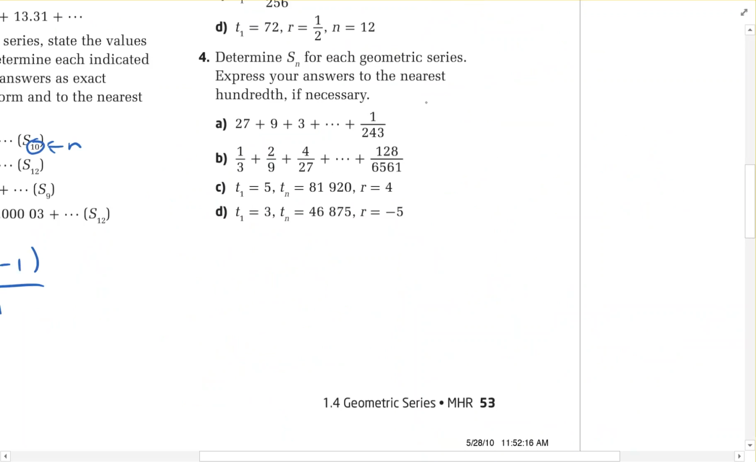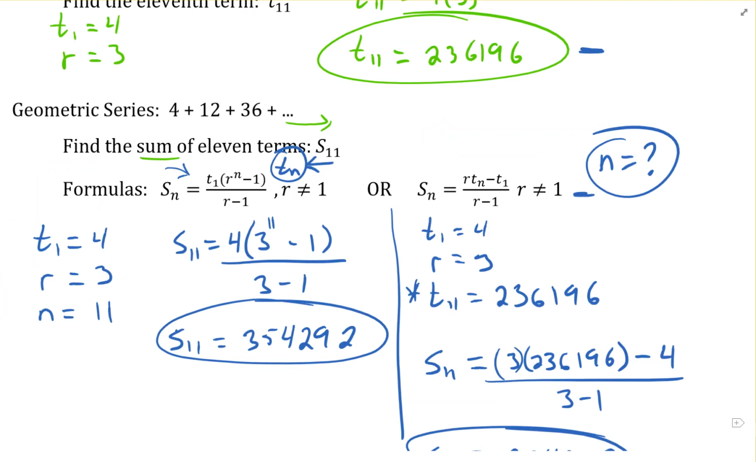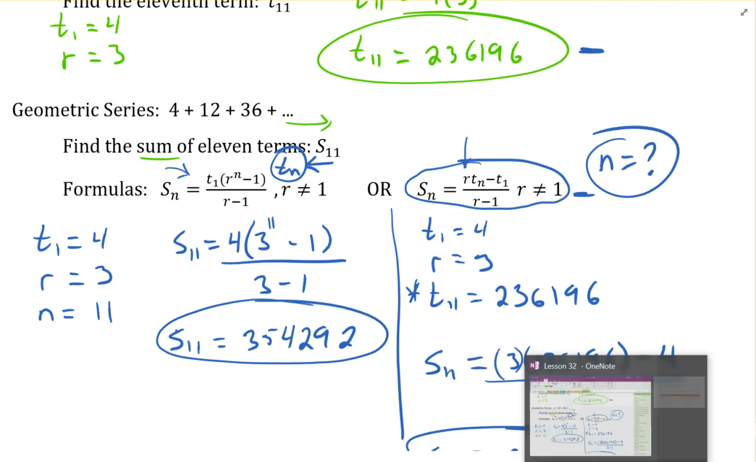So this one, A, well, we've got T1, you can figure out R easy enough. We don't know N, right? N's the one we don't know. And we do know Tn. So which one are we going to use? We are going to use the second one over here this time, because we don't know what N is. So same thing now, we just plug everything in the way you would. So R times Tn minus T1 over R minus 1. Just make sure it goes into your calculator properly.